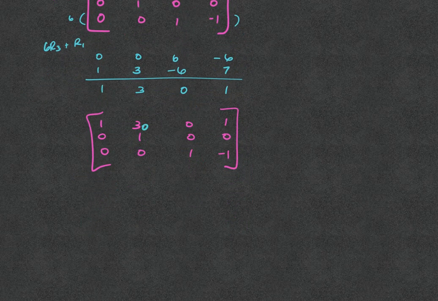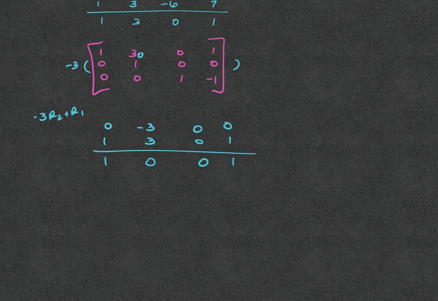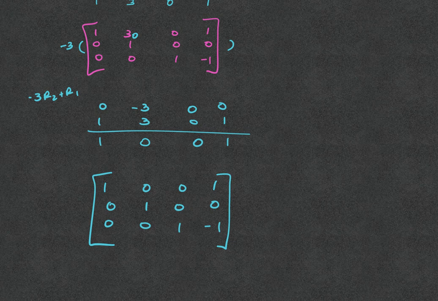So the last 0 is where the 3 is, and I get it how? Negative 3. Row 2 plus row 1. 0, negative 3, 0, 0, plus 1, 3, 0, 1, gives 1, 0, 0, 1. So what's the answer to this system?